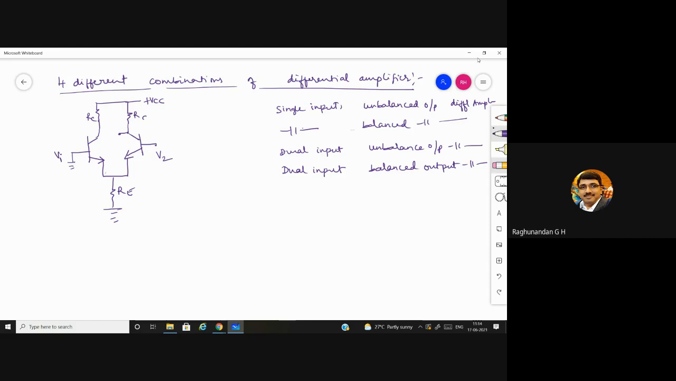So if they ask in the exam, what are the different combinations of differential amplifier, then list out all these four, then write four circuit diagrams. That is the answer for it. Okay. So this is about the combinations of the differential amplifiers.